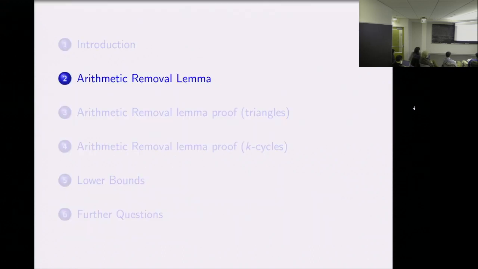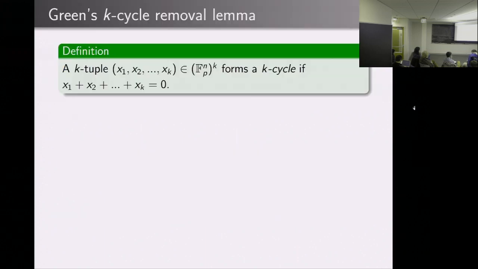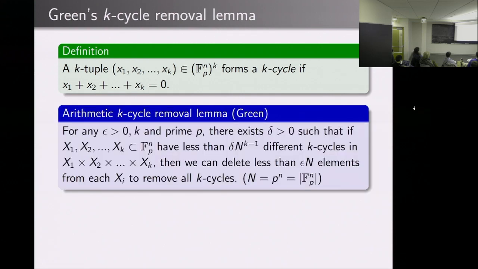Okay, so now let's move to the arithmetic setting. Let me state Green's k-cycle removal lemma. For this, we have F_p^n as our base set, and we call a k-tuple of numbers a k-cycle if their sum is 0. And then the arithmetic k-cycle removal lemma is a natural analog of the graph removal lemma.